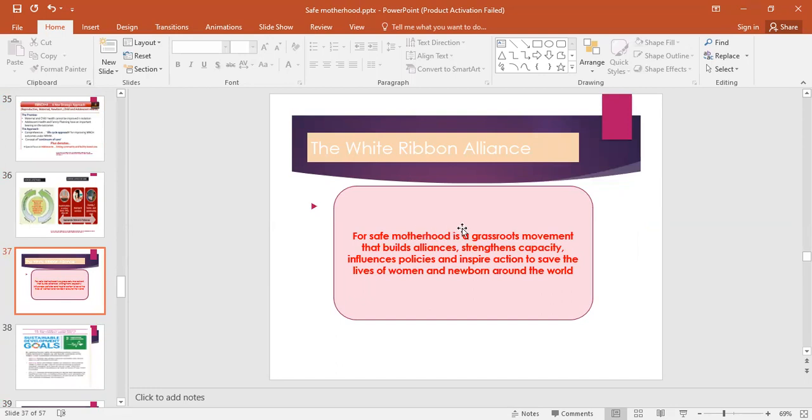The White Ribbon Alliance for Safe Motherhood is a grassroots movement that builds alliances, strengthens capacity, influences policies, and inspires action to save the lives of women and newborns around the world.